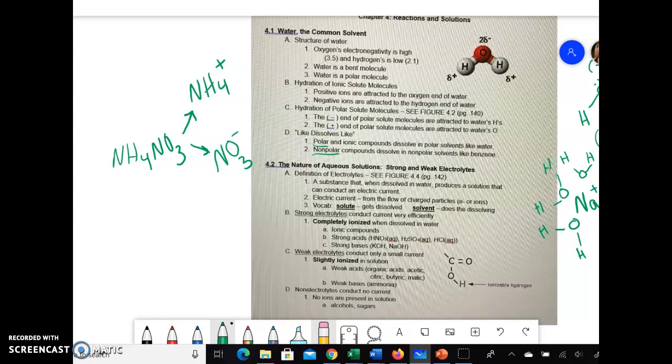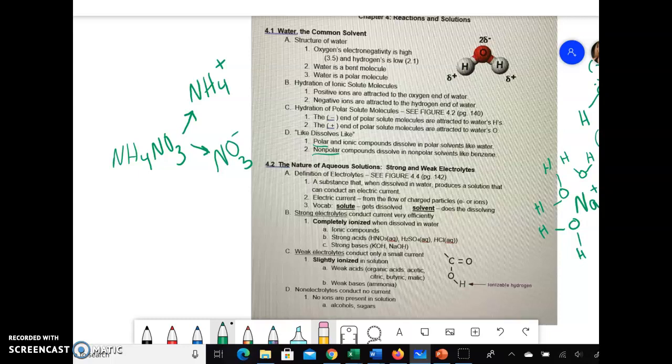So polar and ionic, which is like an extreme polar, can dissolve into something that's also polar, like water, and nonpolar compounds can dissolve in nonpolar solvents. So if you have something that's nonpolar, you're not going to want to use water as a solvent because they're going to be what's called immiscible. It means that it's not able to dissolve. So you have to choose the correct solvent based on the thing that you're trying to dissolve.